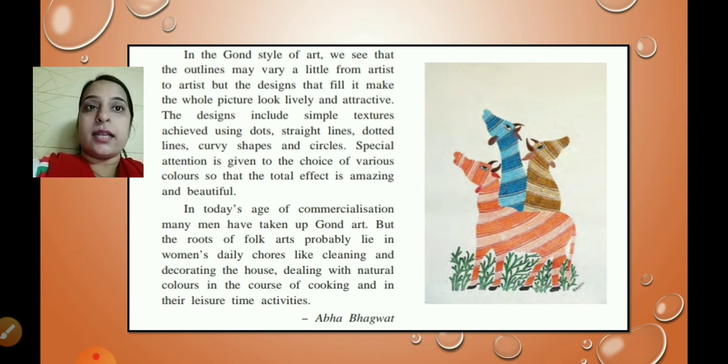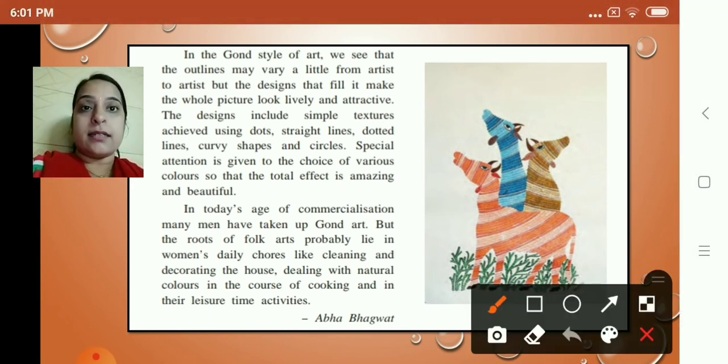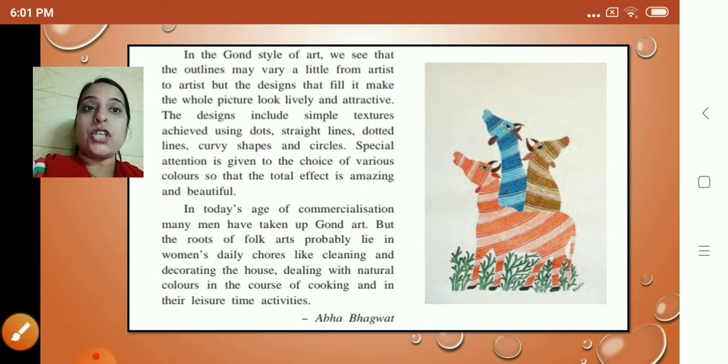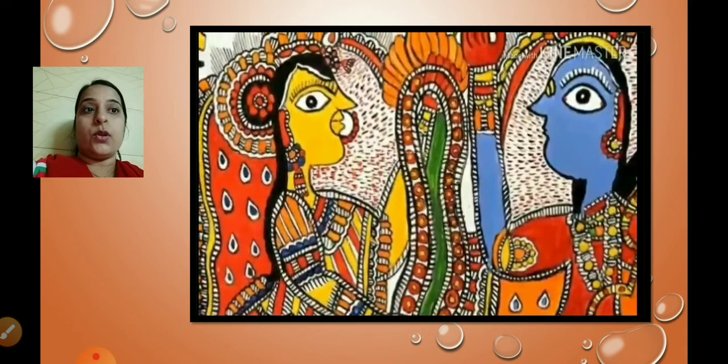So, children, in this Gond style of art, the outlines may vary from artist to artist, but the designs that fill it make the whole picture look very lively and beautiful. The designs include simple textures: dots, straight lines, dotted lines, curvy shapes, circles, and special attention is given to the choice of colors so that the total effect is amazing and beautiful. Just have a look at this picture, children. This is an example of the Gond art.